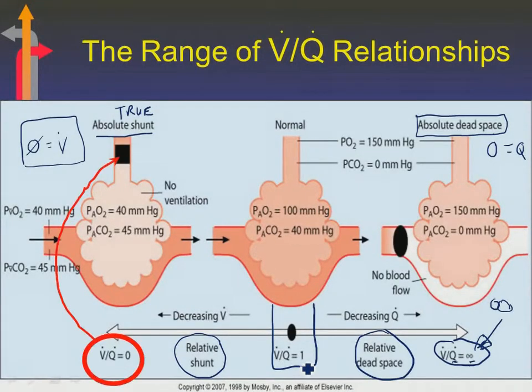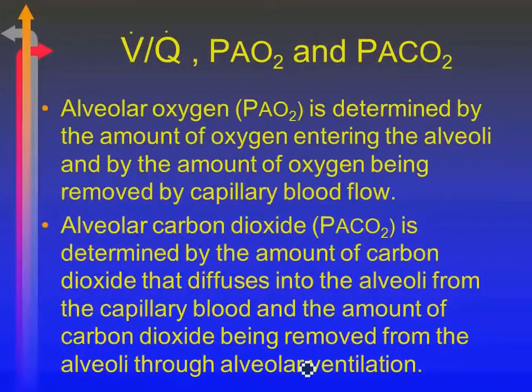Alrighty. So my true absolute shunt has no ventilation. My true absolute dead space has no perfusion. And we're looking at something about 0.8, something a little bit less than the ideal being present. These next few slides, I won't necessarily ask questions directly related to them because they're a little confusing, but I just want to give some justification as far as why things happen the way they do.